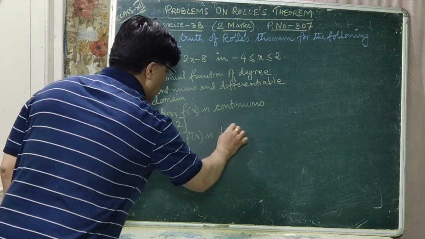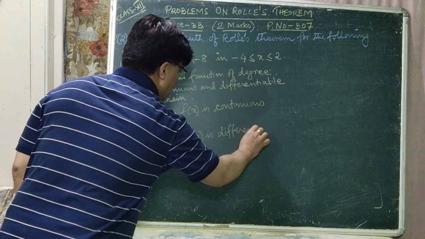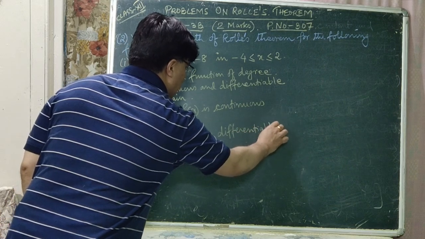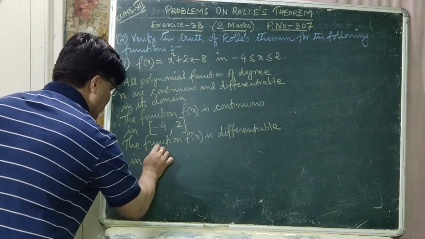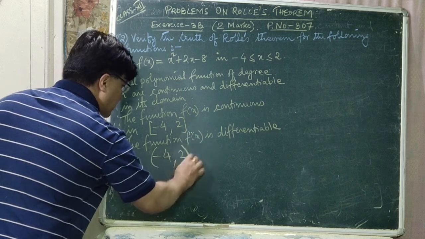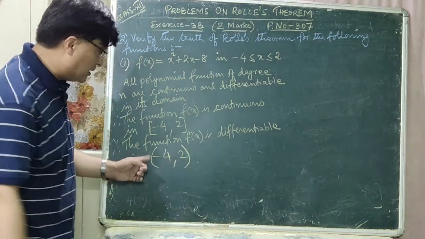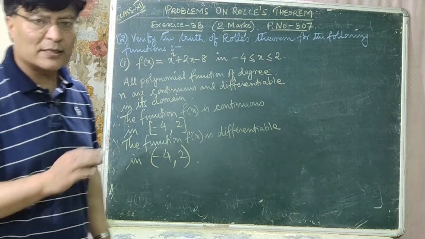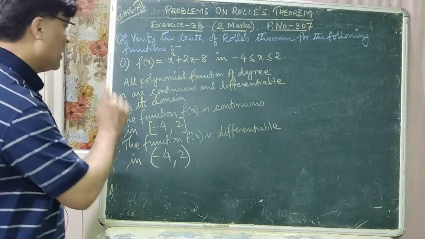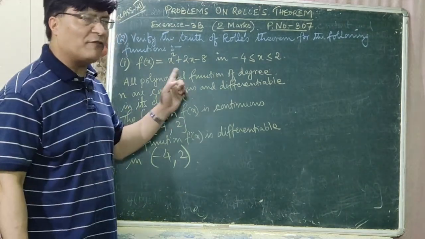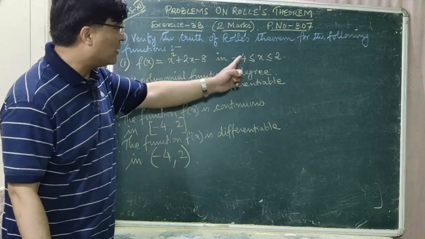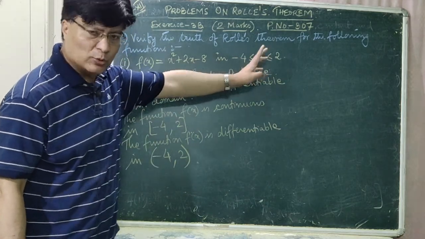And also the function f of x is differentiable in the open interval, that is, open interval can be written like this within first bracket (-4, 2). And now we have to find out f of a is equal to f of b. Here a is -4 and b is 2, right?